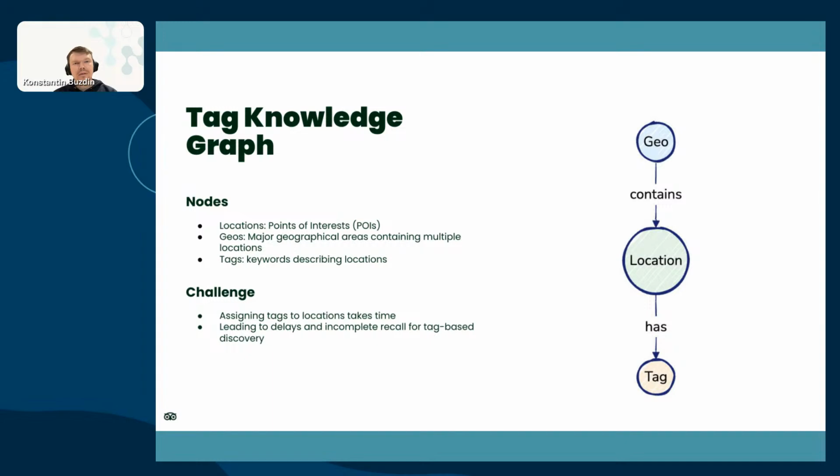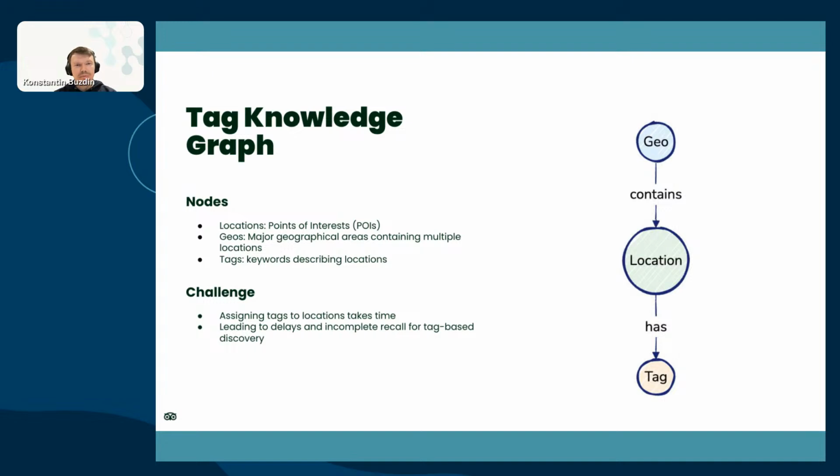In order to better understand and manage tags, we introduced a knowledge graph, and here on the right side, you can see a subset of the ontology of our knowledge graph. It has the nodes and edges which are relevant for this presentation. So you can see there is a geo node. This represents a geographical area. Each geo can have multiple locations. Location is another name for a point of interest. And at the end, the locations or points of interest can have multiple tags associated with them.